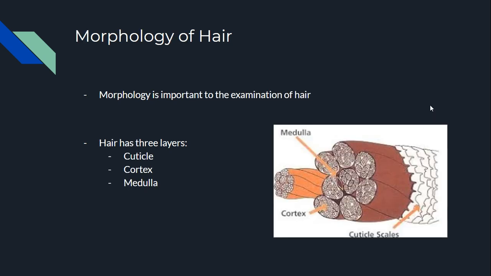The morphology of hair. So what do we actually look for when we collect a sample of hair? Morphology is important to the examination of hair because hair has three separate layers: the cuticle, the cortex, and the medulla, and each tells us a different story about the hair itself.